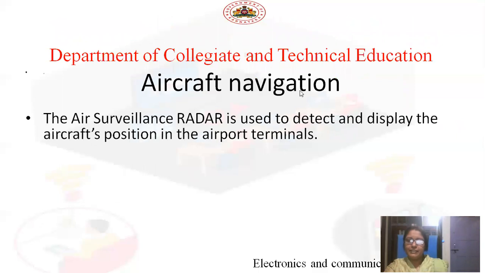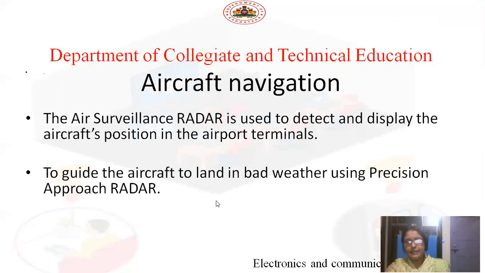Aircraft and navigation: in the air, surveillance radar is used to detect and display the aircraft's position in the airport terminal. Basically it is like the air traffic controller, such that these radars are used to locate the aircraft and guide them to take the safest path.